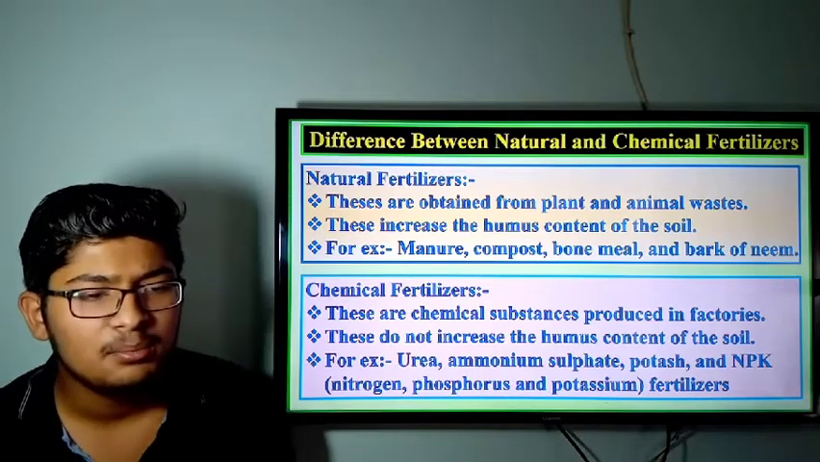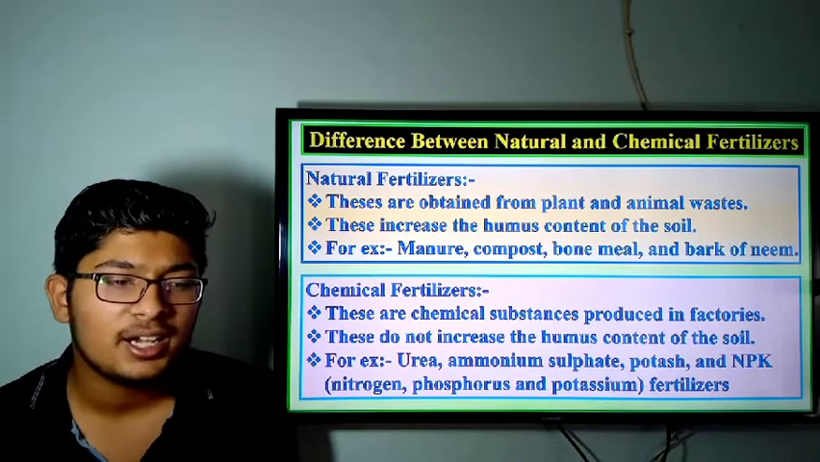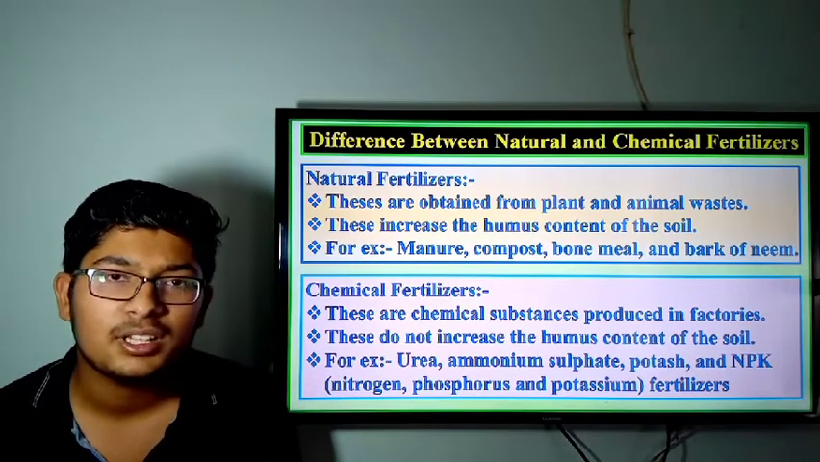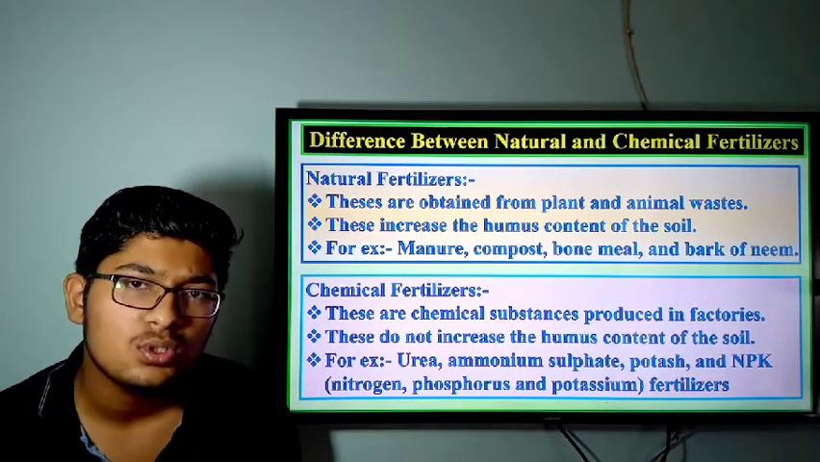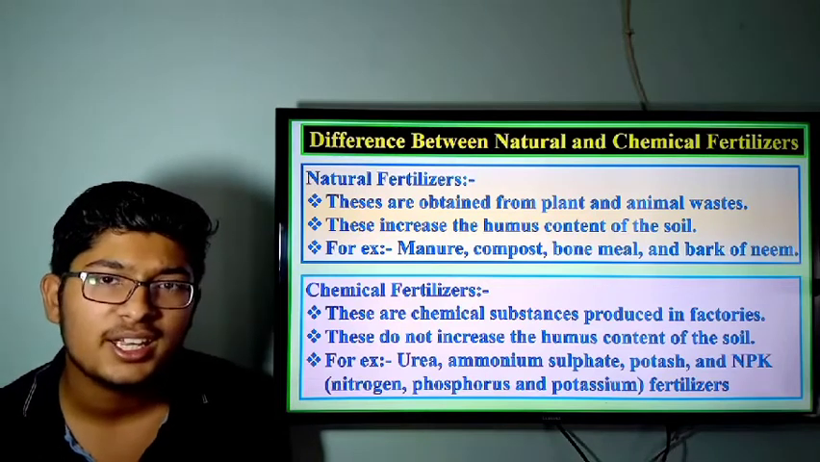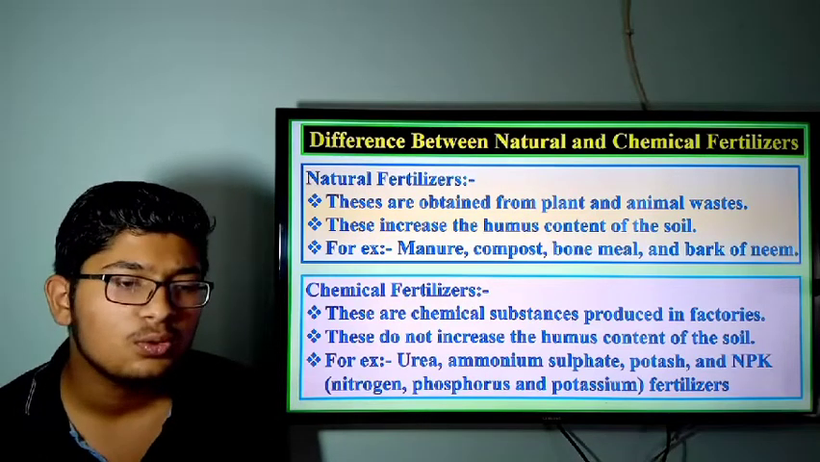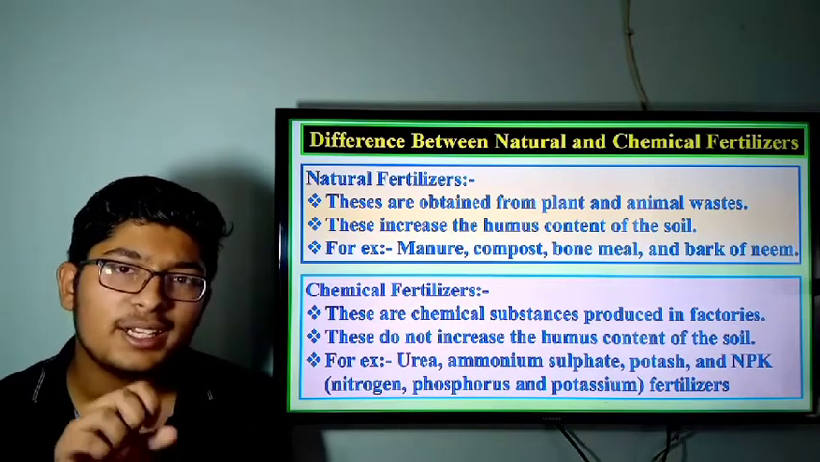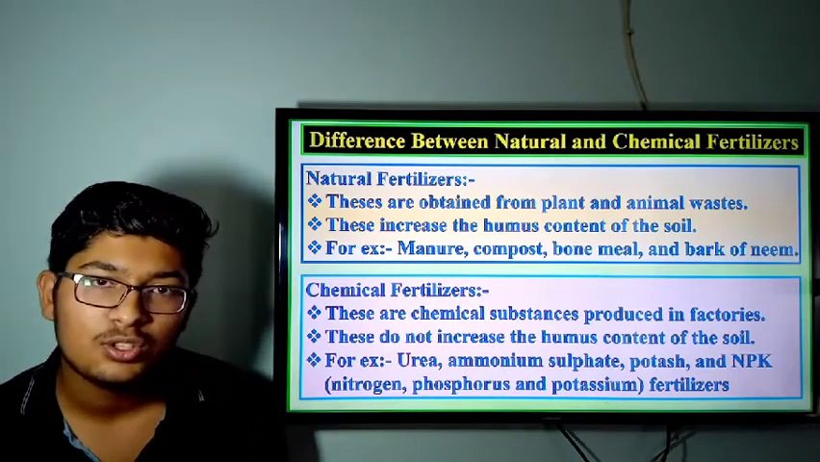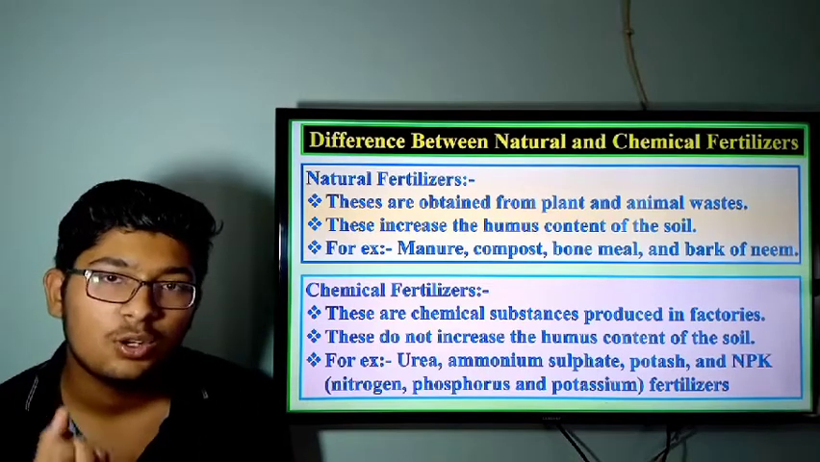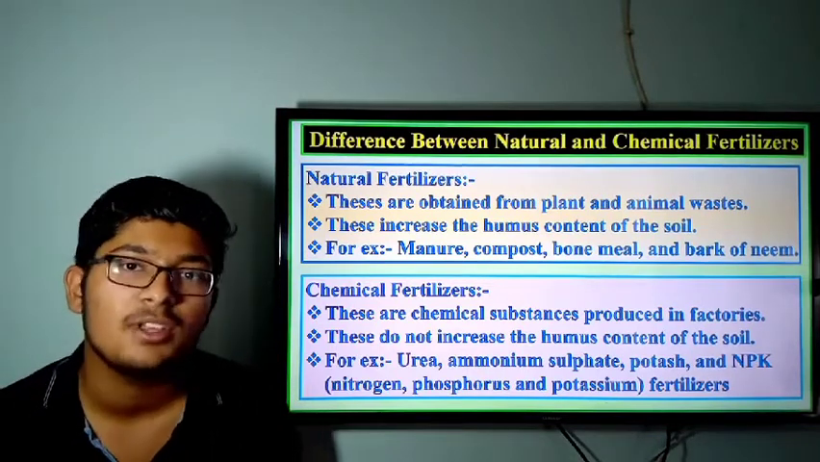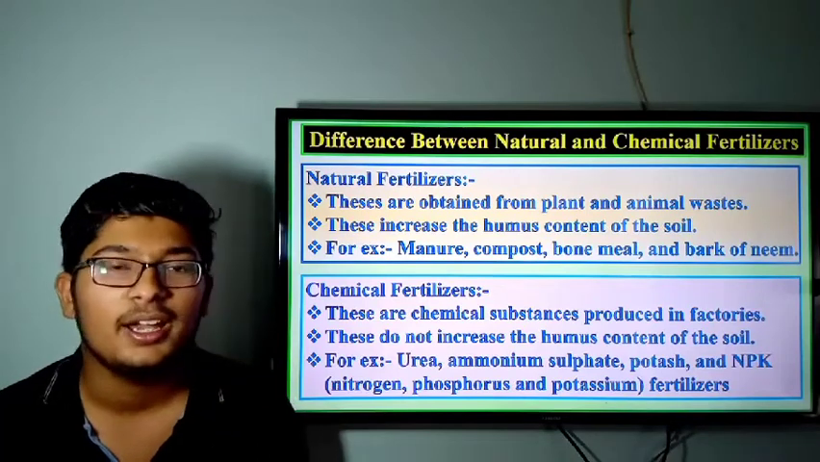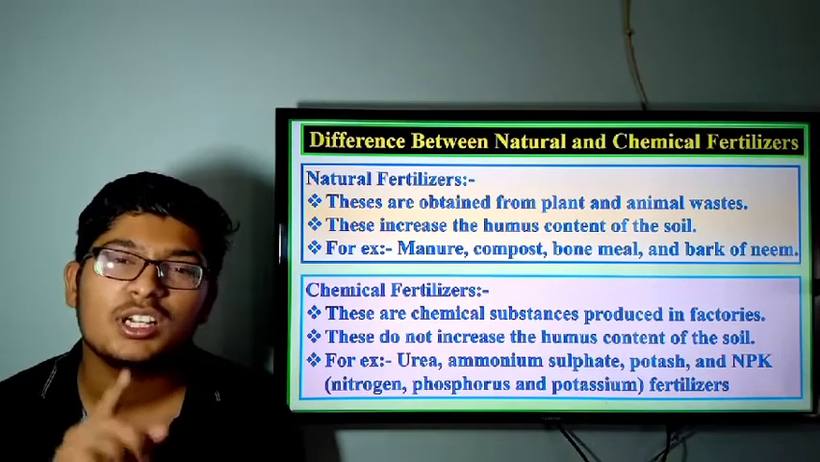The simple way to understand it is that the waste of plants and animals is used, such as the cow dung cake, which is spread in the field so that the crop can gain nutrients from it, because it is very good for the soil and doesn't harm it, as it is natural, and it increases the humus content very well.